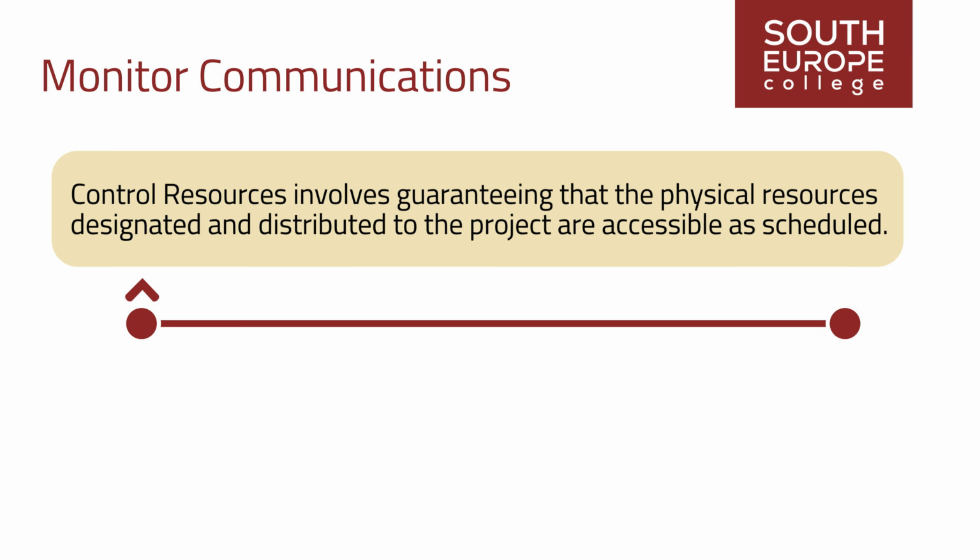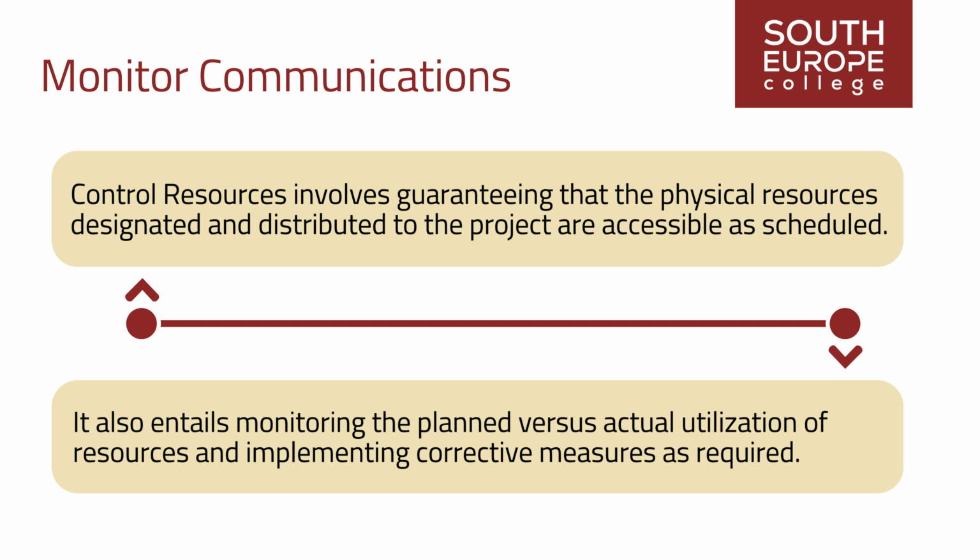Control resources involves guaranteeing that the physical resources designated and distributed to the project are accessible as scheduled. It also entails monitoring the planned versus actual utilization of resources and implementing corrective measures as required.